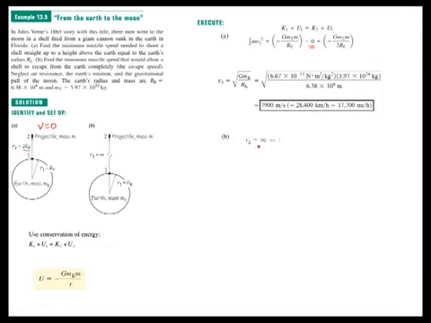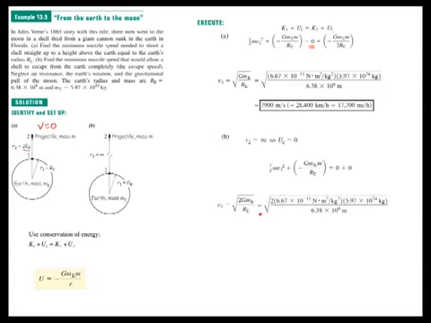In part B, our final position is infinity, and so the final potential energy, if I put infinity into this denominator, I'm going to get 0. And the final kinetic energy is also 0. So we end up with this expression for V1. And this turns out to be about 25,000 miles per hour.